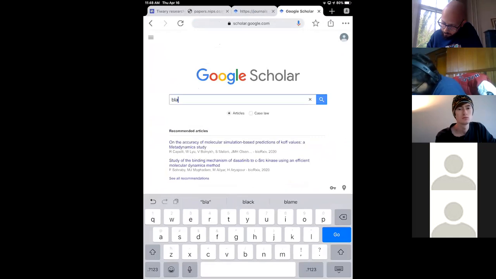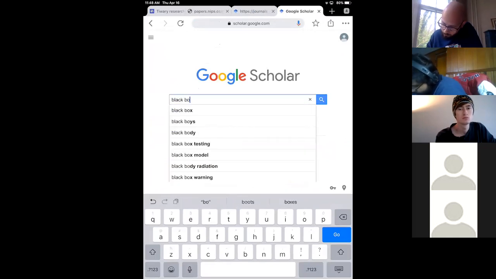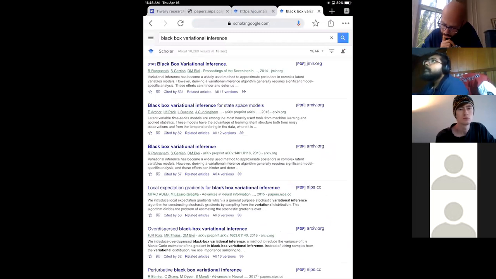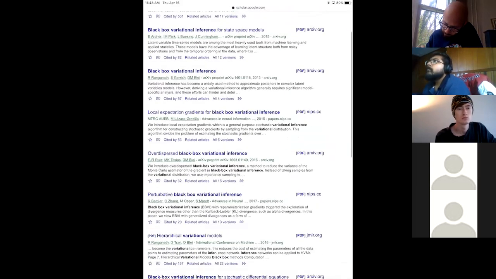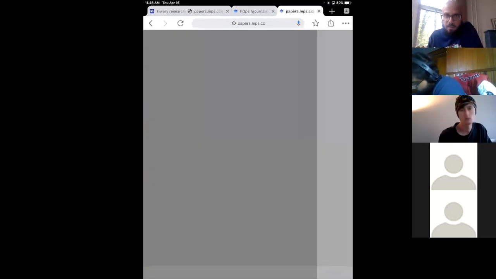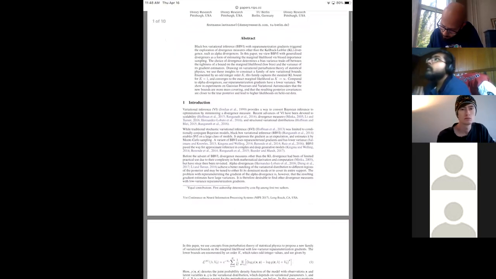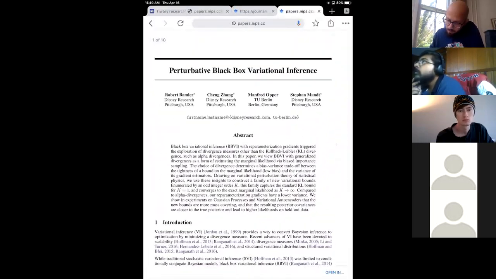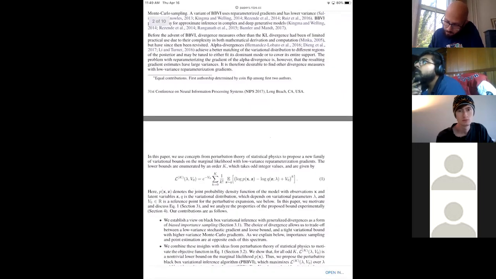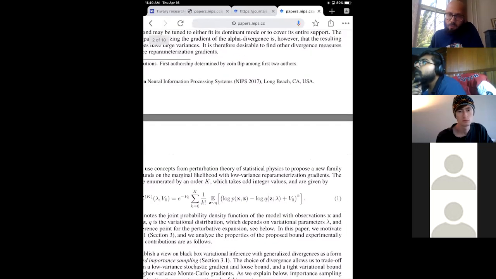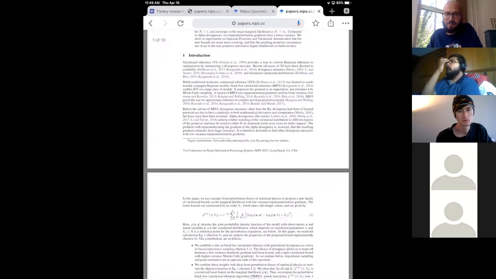So let's see where it is. Black box variational inference. So this one, for example. This conference is the most premier conference in machine learning. It's called Neural Information Processing Systems. And in this conference, they are essentially using, as you can see here, perturbation theory of statistical physics to propose new models, how to train AI and things like that. So these are very recent papers, this is 2017.